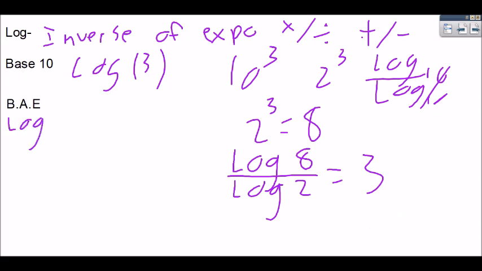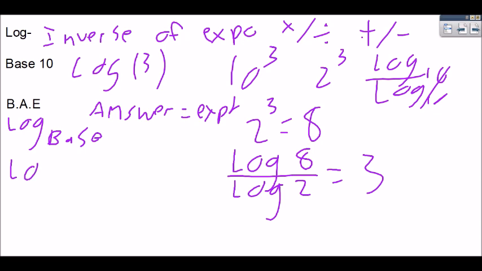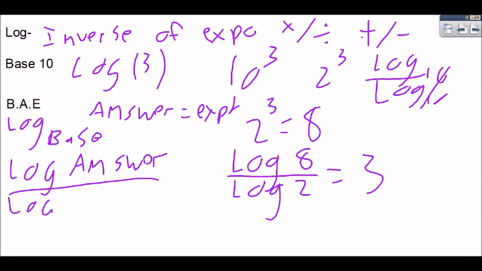But the way I remember is BAE. In your textbook, it's going to say log base, answer, exponent. But to type that into our calculator, we have to do log of our answer divided by log of our base to make those log 10s cancel. And that's going to equal our exponent.